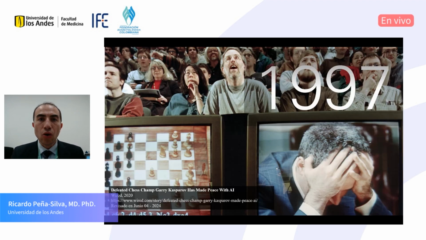So where is this technology going? This is an image from 1997, and this image shows the final game between Kasparov and Deep Blue. Deep Blue was a supercomputer that was trained to play chess, and this was the final game of the competition in which Kasparov was defeated. So this was the first time that a computer defeated a human in a task that we consider very complex, like playing chess. Something like this happened 10 years later when the best Go player, in a game that is even more complicated, was also defeated by a computer.